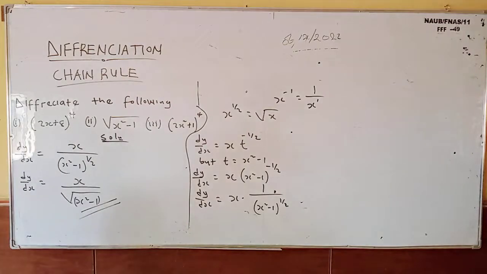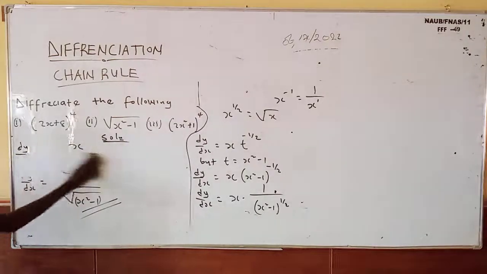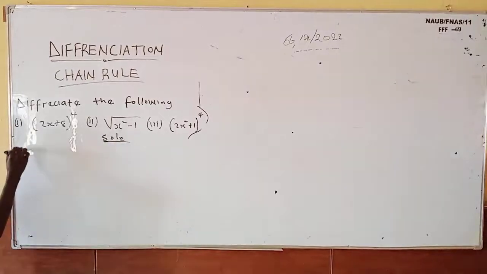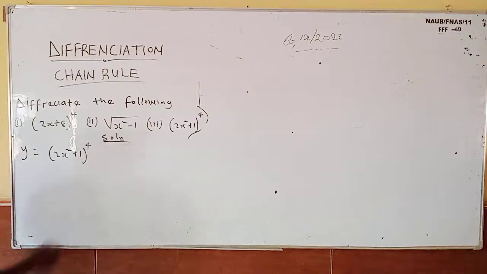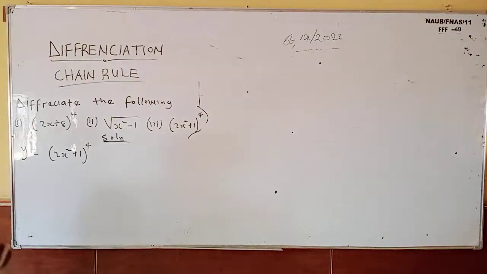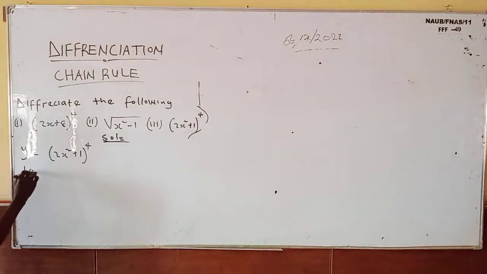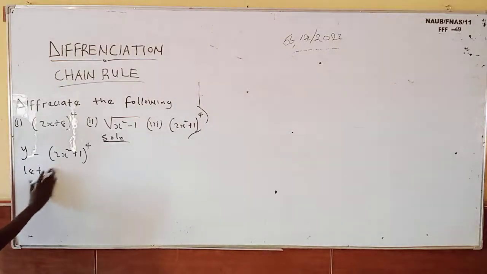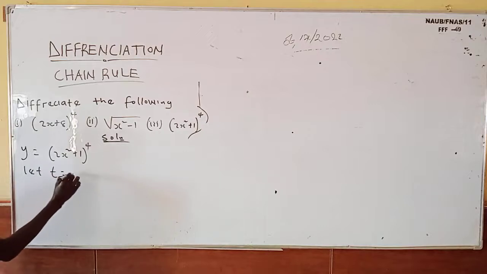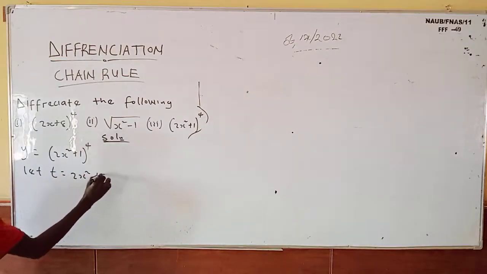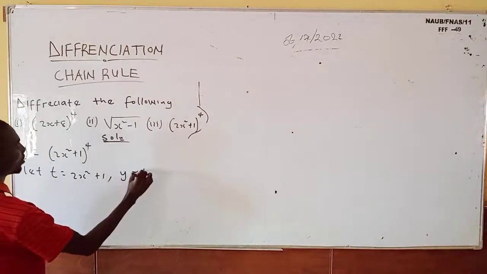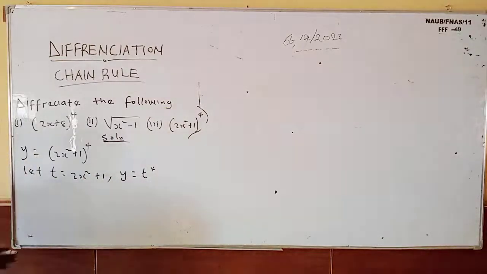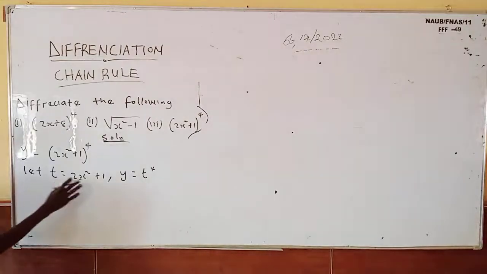So we move to question number 3. Y equals (2s squared plus 1) all to the power of 4. So the first thing you are going to do is you say let t, we are using t rather, let t equal 2s squared plus 1. If it is like that, it means that my y will be equal to t to the power of 4.